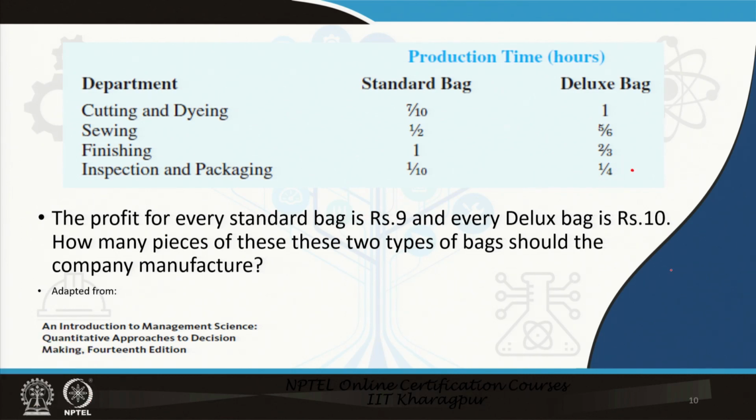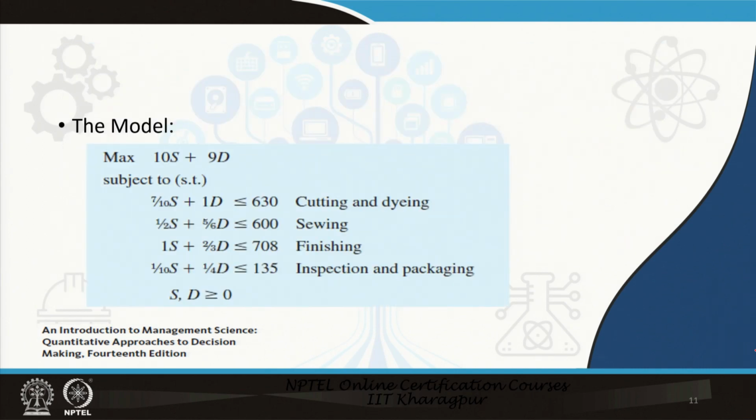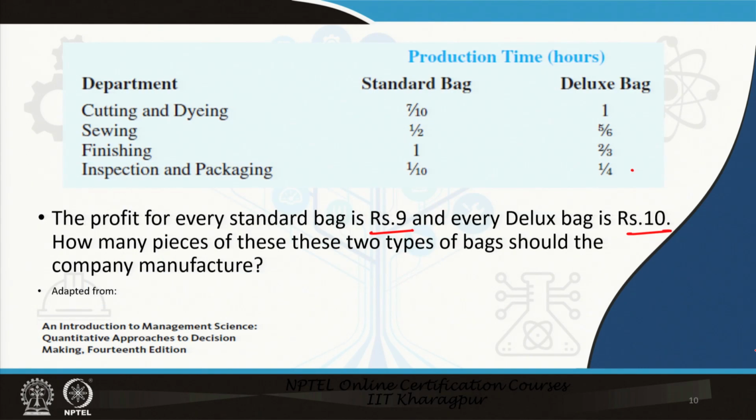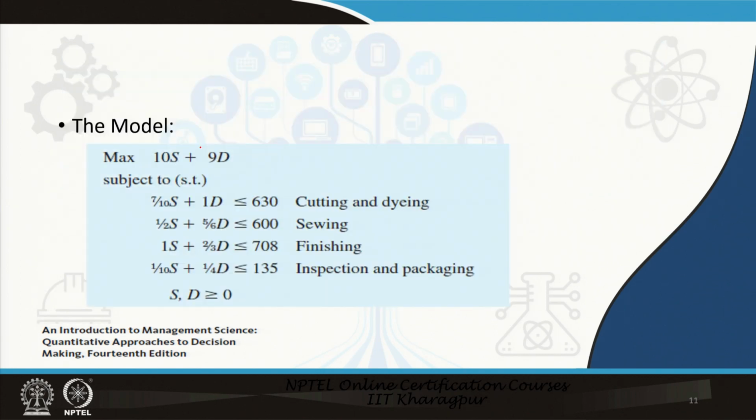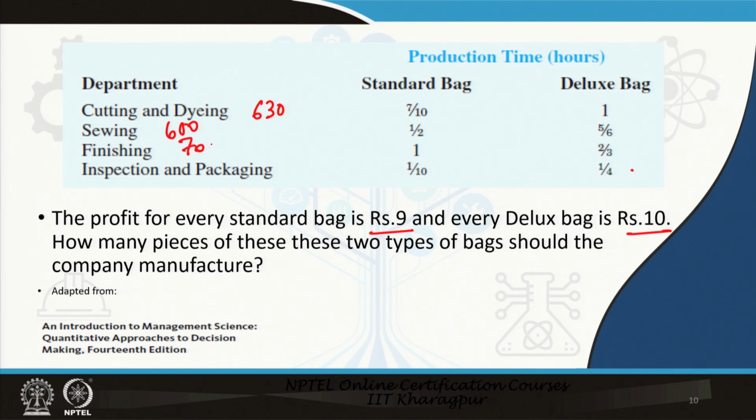The profit for every standard bag is ₹9 and for a deluxe bag is ₹10. How many pieces of these two types of bags should the company manufacture? The question is that the cutting process has a limit of 630, 600, 708, 135.